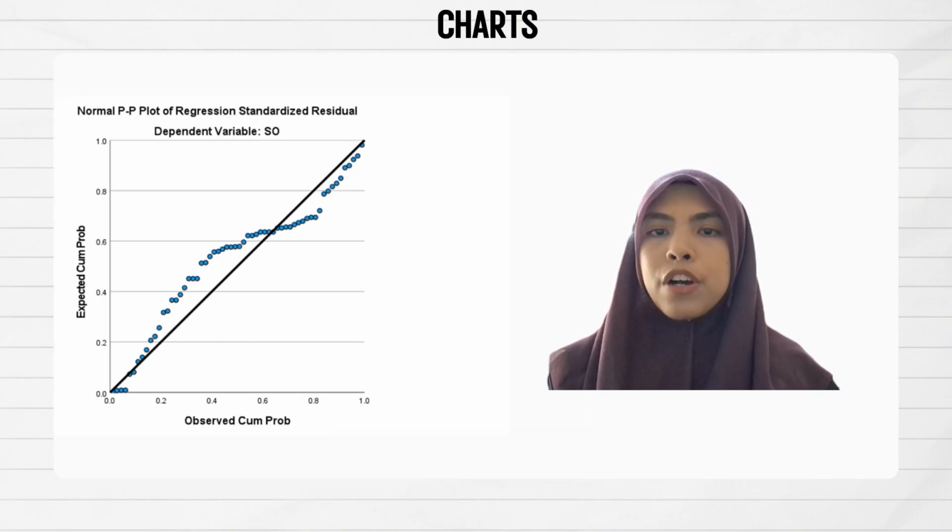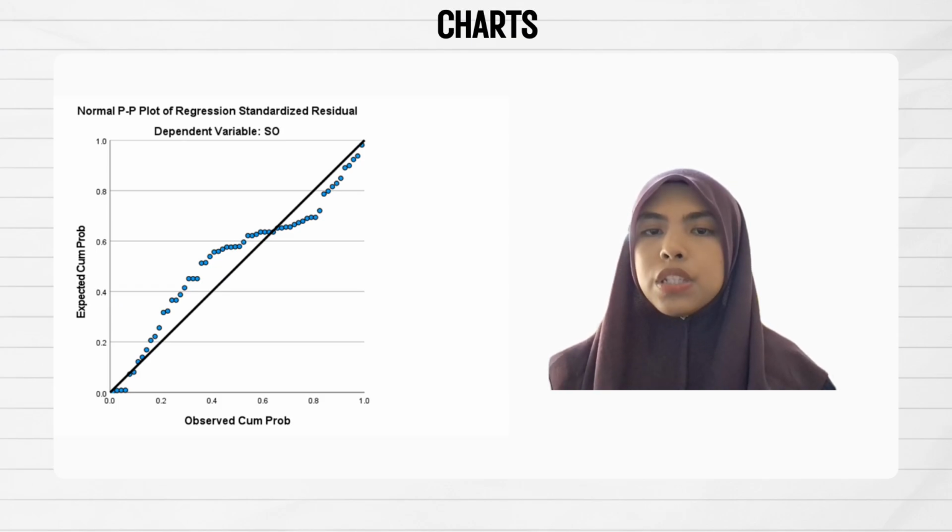The normal P-P plot of regression standardized residuals shows how well the residuals follow a normal distribution. The points are mostly close to the diagonal line, indicating the residuals are approximately normal. While there are minor deviations at the end, they are not significant, meaning the normality assumption for regression is met and the model fits the data well.